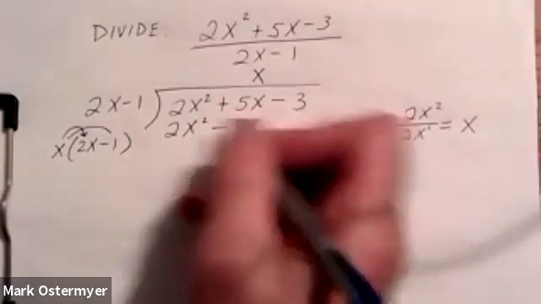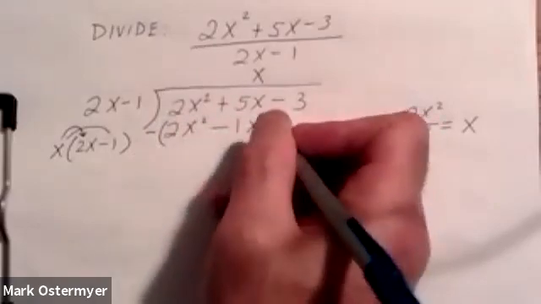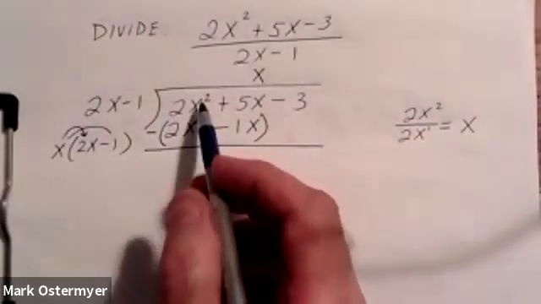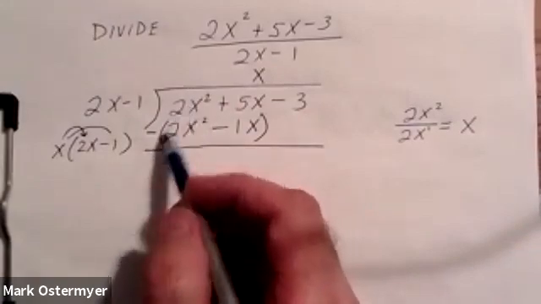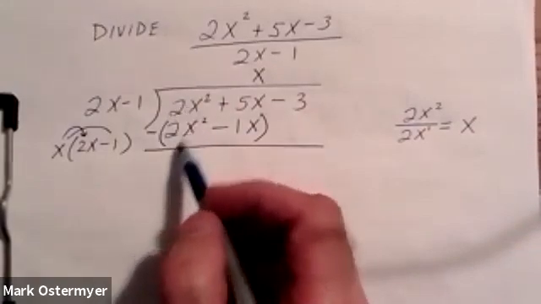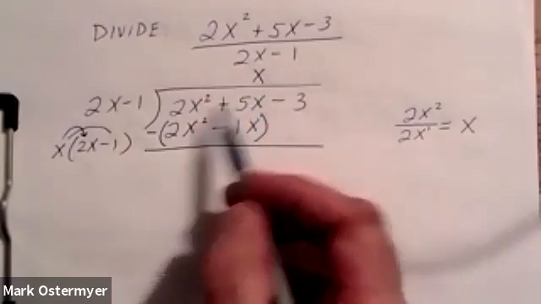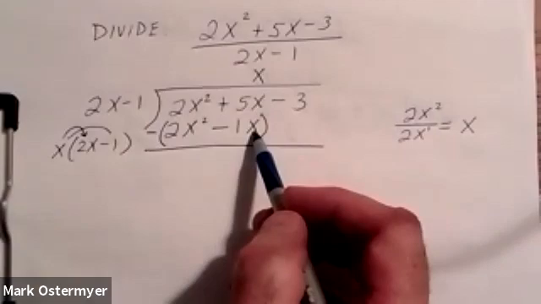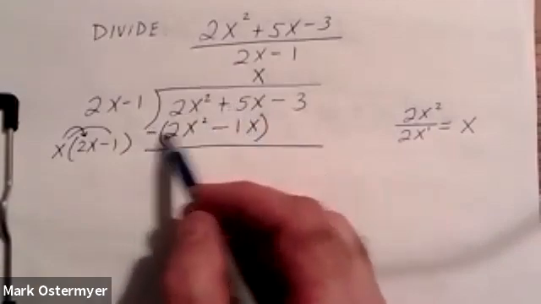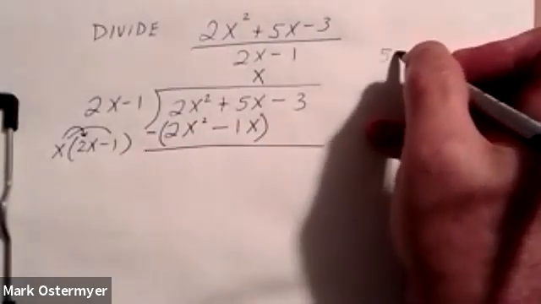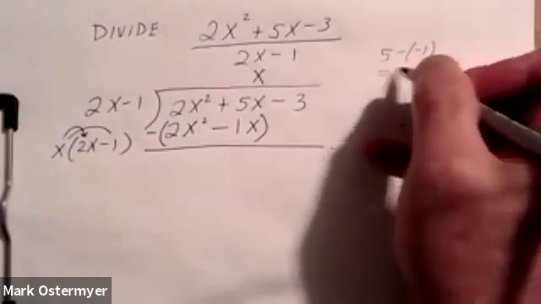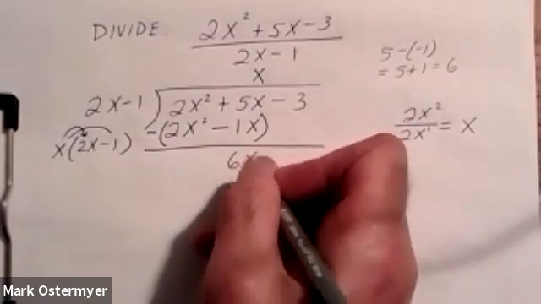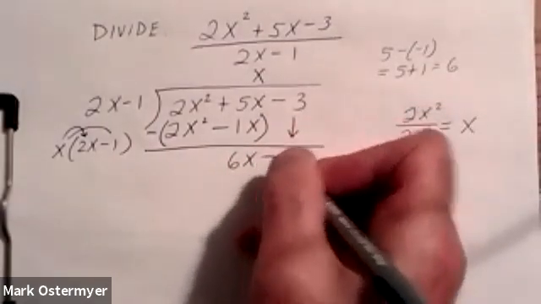Minus 1x. And then we'll subtract off this whole polynomial here. What happens to the 2x squareds? 2x squared minus 2x squared is 0x squared. 5x subtract a -1x. What's 5x minus a -1x? What's 5 minus a -1? That's really 5 plus 1, which is 6. 6x. Drop down the -3.